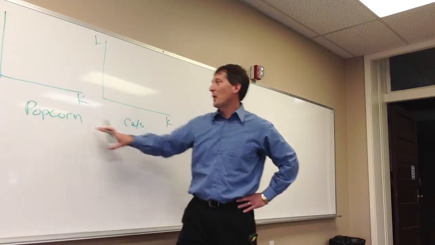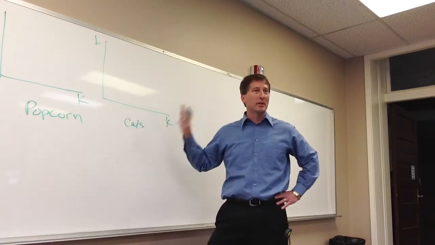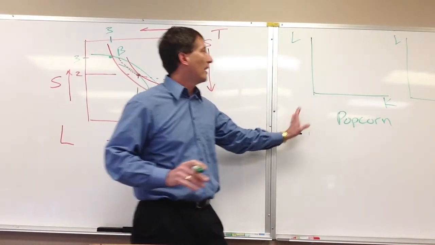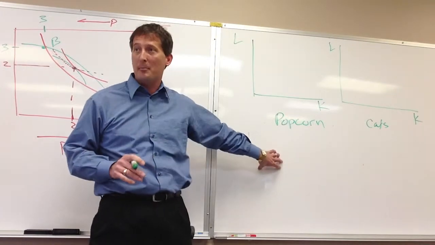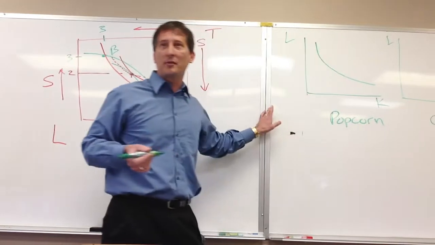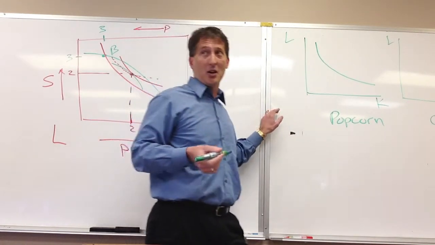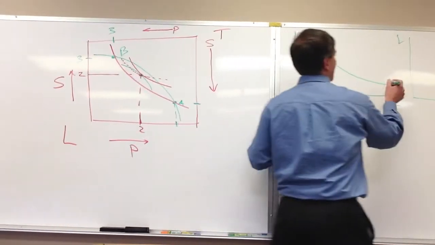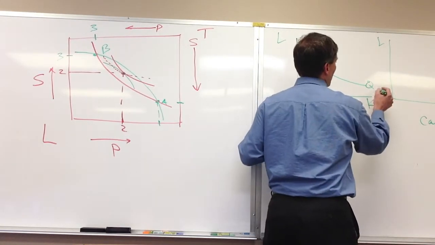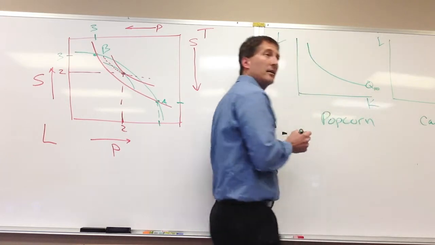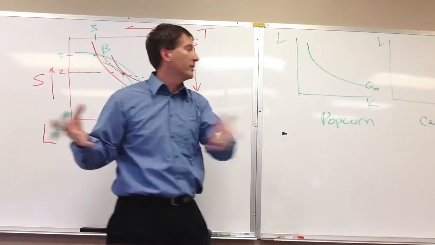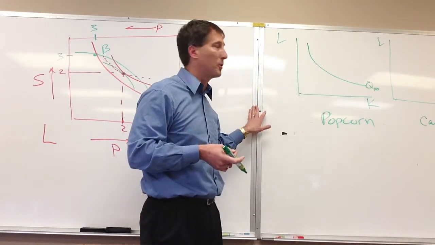So our two outputs are popcorn and cats, and we learned from our production chapter that we can use various combinations of labor and capital to produce popcorn, right? And we had a curve that looked like this also. What was that curve called? The isoquant. So we had an isoquant here where the production of popcorn was equal to 100 bags at all points along here. It showed various combinations of labor and capital that could be used to produce that level of popcorn.